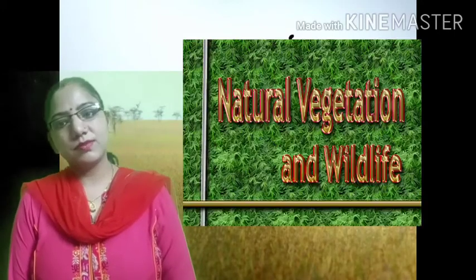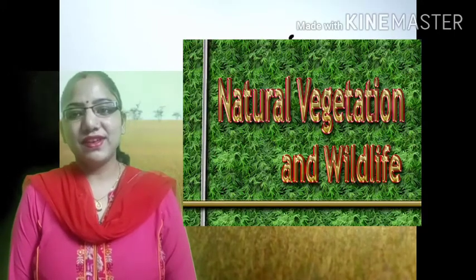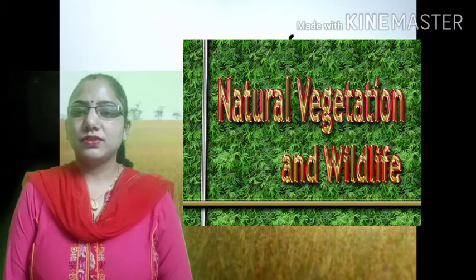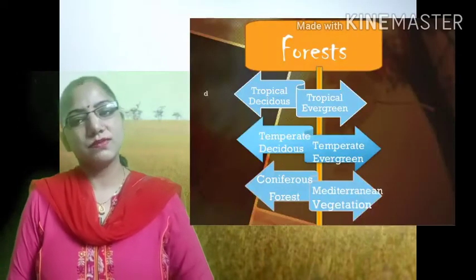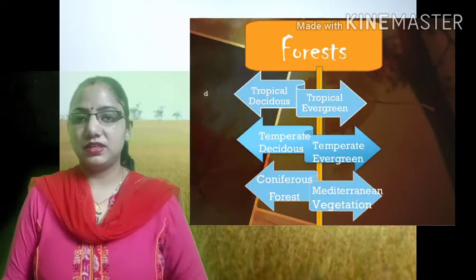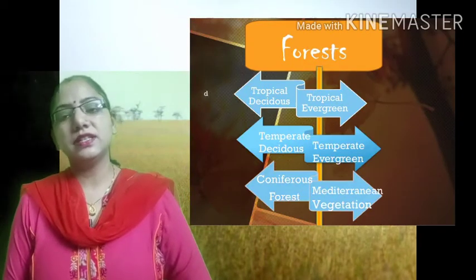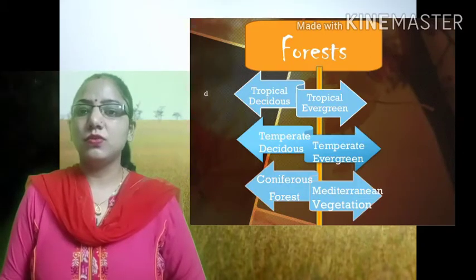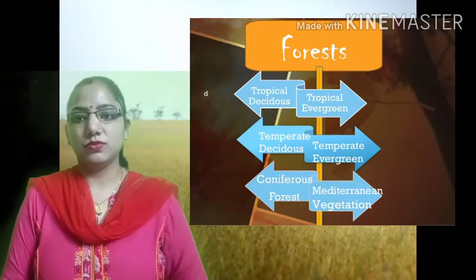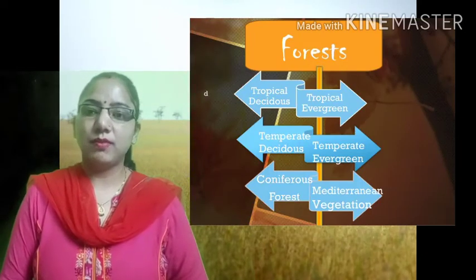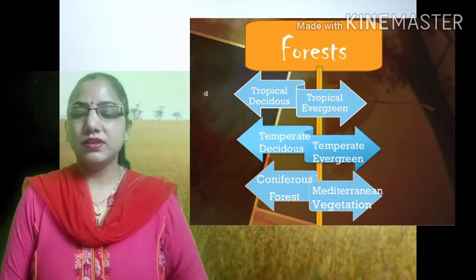Students, as you know, we are studying our 6th chapter in geography, that is natural vegetation and wildlife. In our previous video we studied the introduction of natural vegetation and the forests and types of forest, in which we studied the evergreen and the deciduous forest, which were divided into two more zones: the tropical zones and the temperate zones. And we also studied the Mediterranean forest and the coniferous forest.